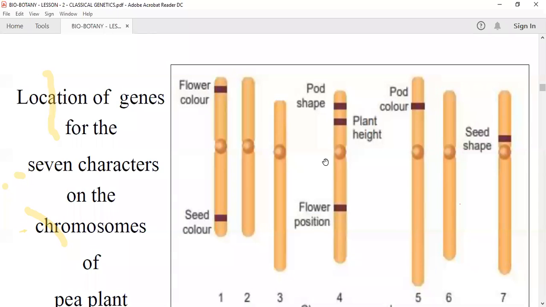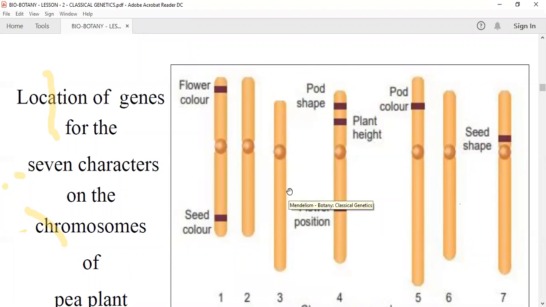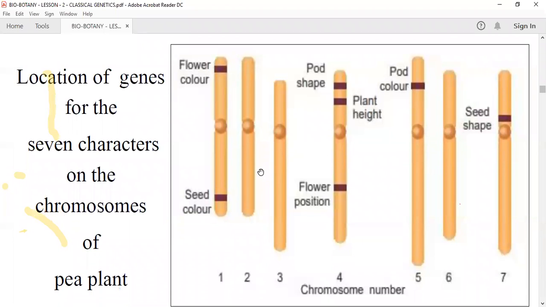In the second there is nothing, and in the third also there is nothing. Then in the fourth, he selected pod shape, a locus is present, and then plant height, then flower position, and then here you can see the pod color. In the sixth there is nothing, and the seventh is the seed shape. So he actually chose these 7 pairs of contrasting characters. All these characters have different loci because they do not overlap with each other. This is the main reason for his success. Each is present in a different place, so he could easily choose the locus for his experiment. So this is the structure for that.